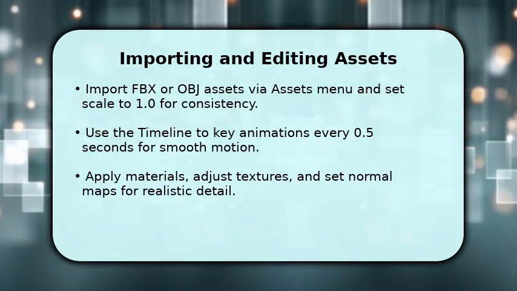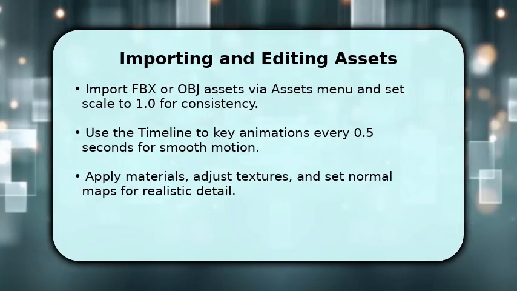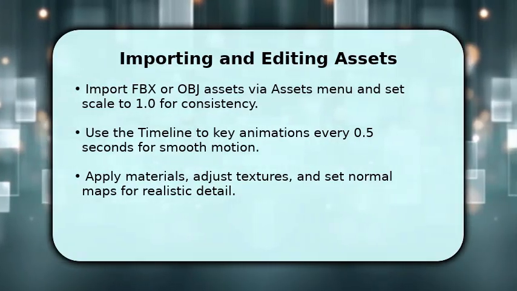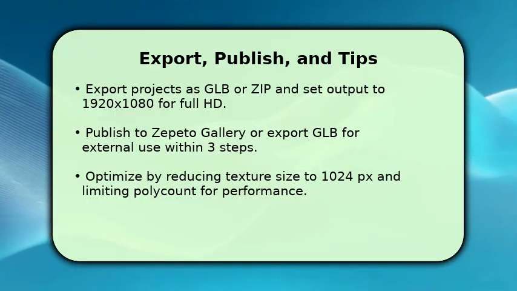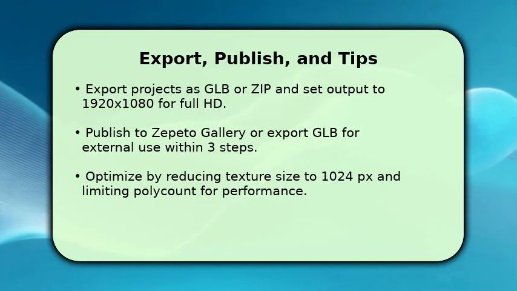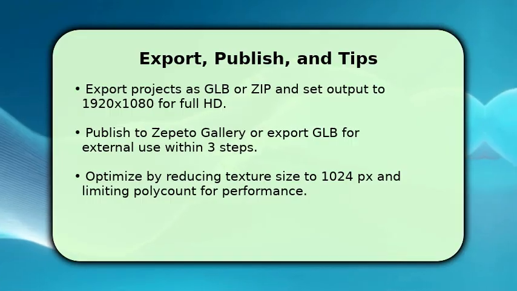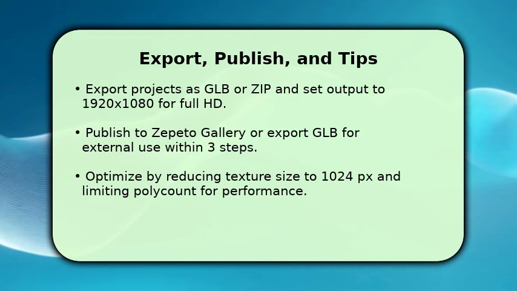When your scene is ready, export projects as GLB or ZIP, and set output to 1920x1080 for full HD. Choose Publish to send your project to the Zepeto gallery and follow on-screen steps to add title and tags. Alternatively, export GLB for external platforms and use included textures and animations.